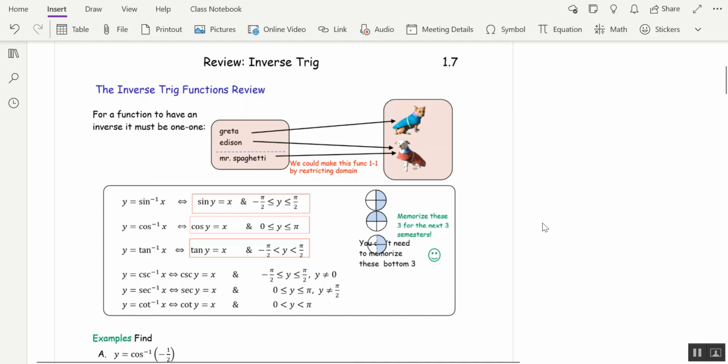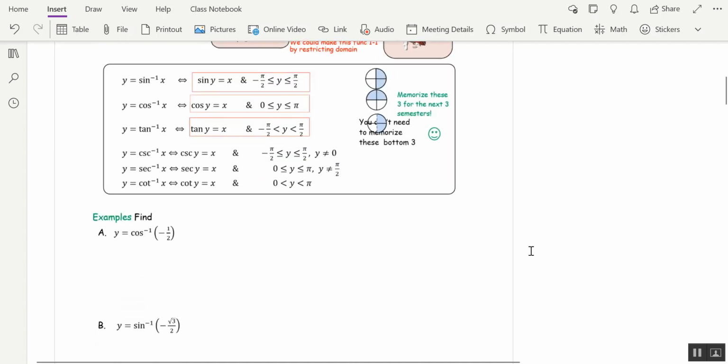Welcome to section 1.7. Today's going to be all review of the definitions of inverse trig functions and their calculus. So let's just jump right in. If we want to evaluate inverse trig functions, we need to remember that they have restricted ranges, which I have in these red boxes above.